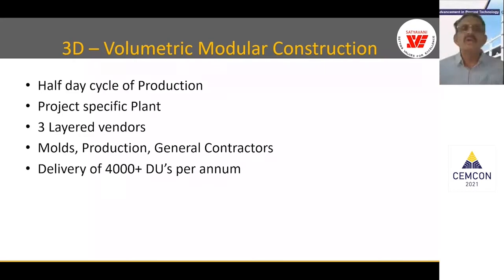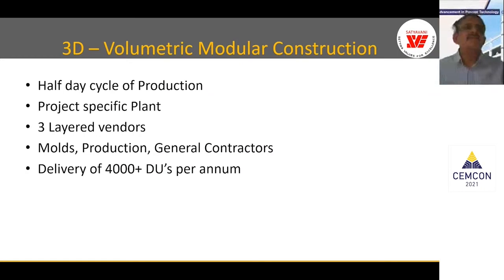And now I'm coming to the main important point I wanted to cover today, which we are implementing right now: 3D volumetric modular construction with a half-day cycle of production. That means with the same mold, I can produce two houses in a day. That means if I have one mold, I can produce 600 houses in a year. That kind of speed in delivery is possible.